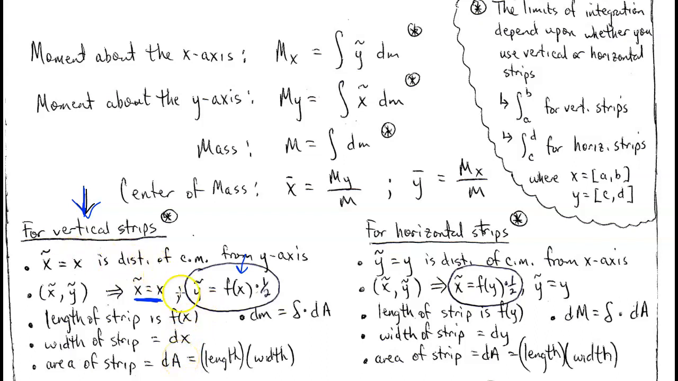Now, we need to figure out what this dm is. And what dm is, essentially, is the density of the object that we're dealing with times the differential area. And how we can get the differential area: we know that the area of the strip is just going to be length times width. Well, we know the length of the strip, and this assumption here, I'm going to draw this.